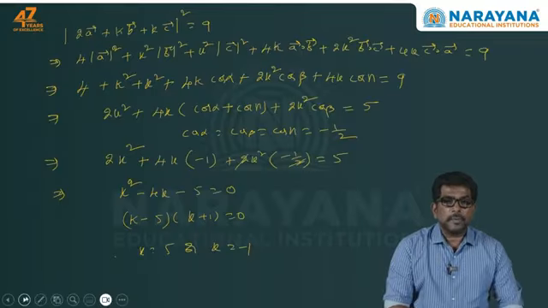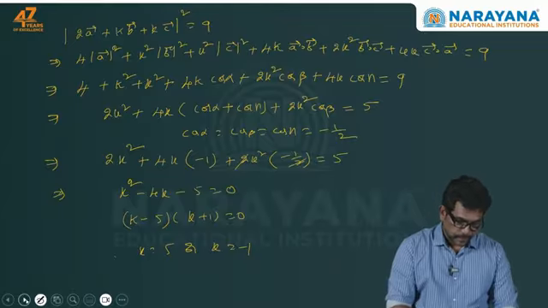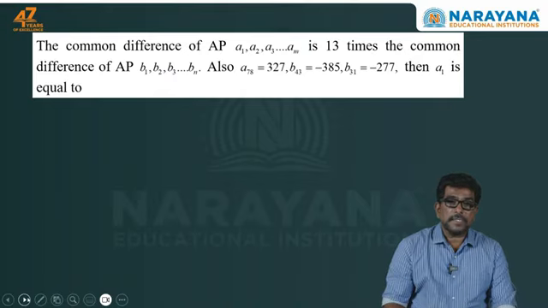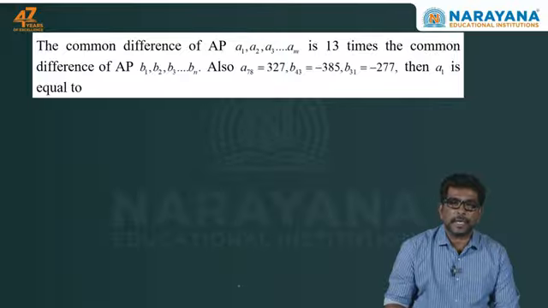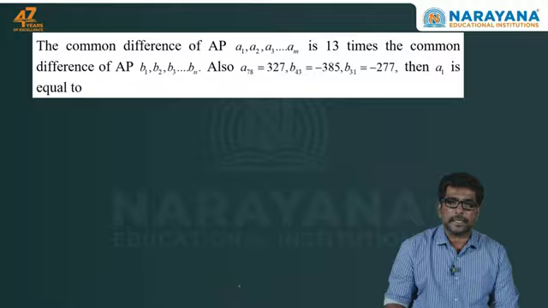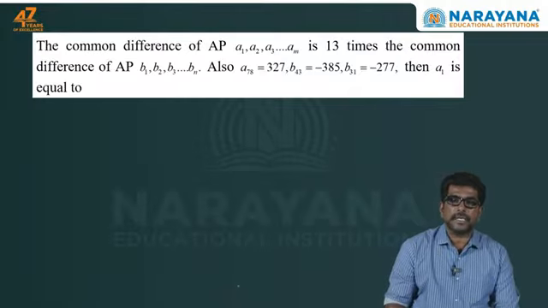The level of the problem is simple, the easiest one. Next one. The common difference of AP A1, A2, A3 and so on, AM is 13 times the common difference of AP B1, B2, B3 and so on, BN. Also, A78 is 327, B43 is minus 385, B31 is minus 277, then they are asking A1.